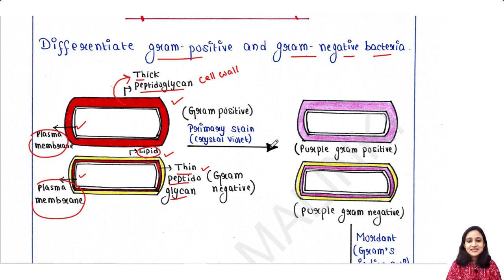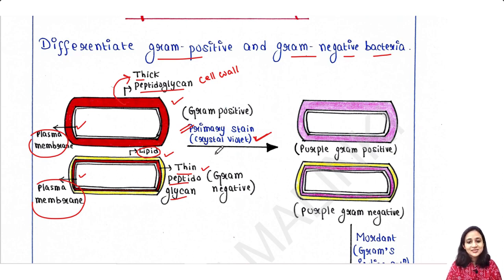Next, in this staining process, the first thing we do is add the primary stain, that is crystal violet. From the name itself you can understand, this crystal violet stain makes the bacteria purple. It is called primary because it is the main stain that helps us distinguish between gram positive and gram negative bacteria.